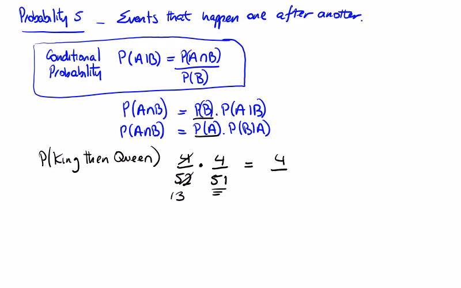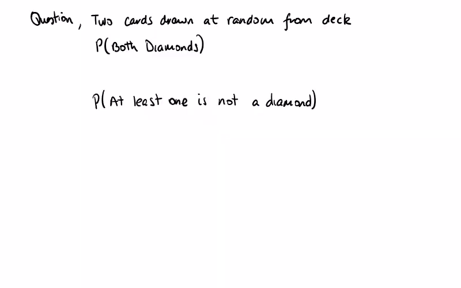So 4 over 663, which approximates to about 1 in 160. So you have a 1 in 160 chance. If you need to get a king followed by a queen, you're playing cards, keep your money in your pocket. Okay, so to practice this question, pause the video and we'll come back to the answer.